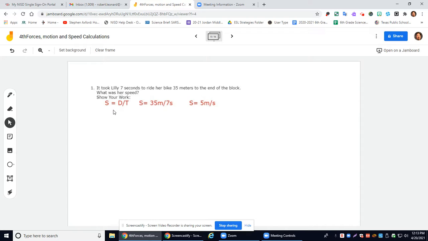All right, so it says, it took Lily 7 seconds to ride her bike 35 meters to the end of the block. What was her speed? Show your work. First thing I do is I write my formula. Speed is equal to distance divided by time. I plug in my numbers, 35 divided by 7. And then I solve. I don't want to see y'all doing long division. I want you to use a calculator. So if you get your calculator and say 35 divided by 7, you'll find out that it is 5 meters per second.